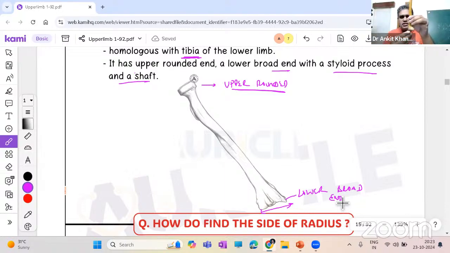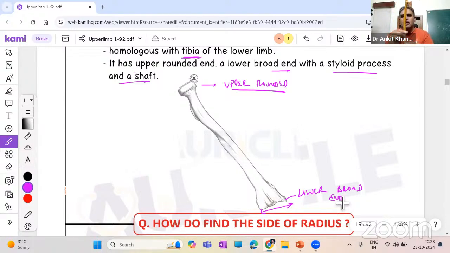This styloid process is projecting laterally. This part is lying anteriorly, and you can feel the bone. This is the medial or the interosseous border, because it is facing ulna. So this bone is radius, it is lying laterally. So medial to it, you have the ulna.